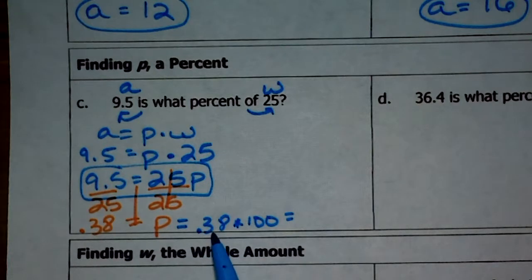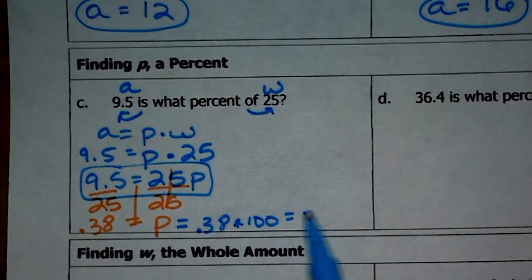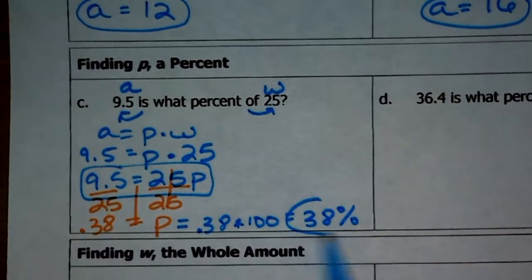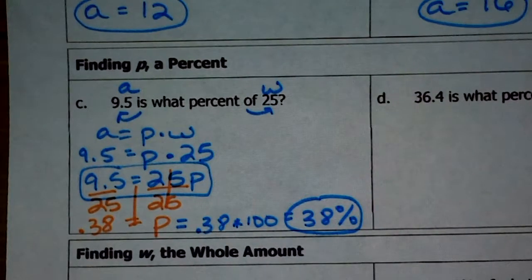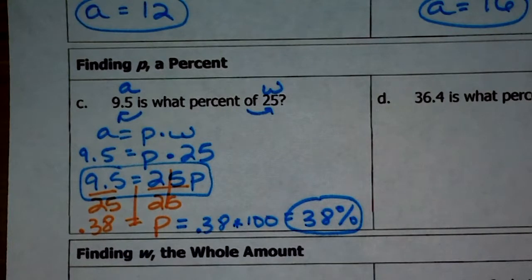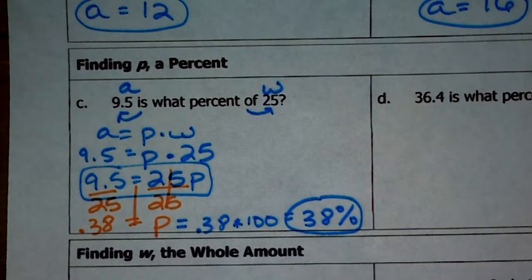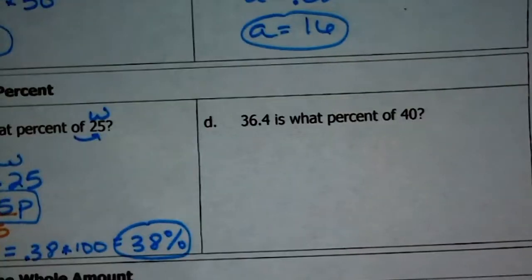So when you take 0.38 or 38 hundredths and multiply it by 100, we get 38. Now I can put a percent sign after that. Now it's a percent. So don't leave it as 38 hundredths. To get the percent out of the equation, you multiply by 100. So when you put it in, you divide by 100. When you get it out, you multiply by 100. All right, let's try this next one here, solving for P.